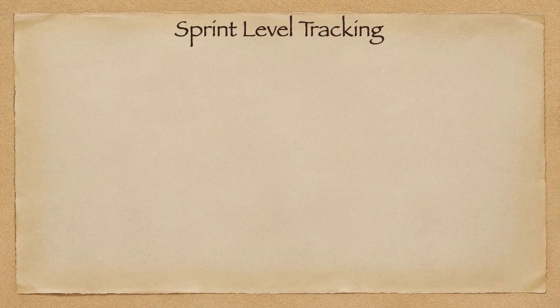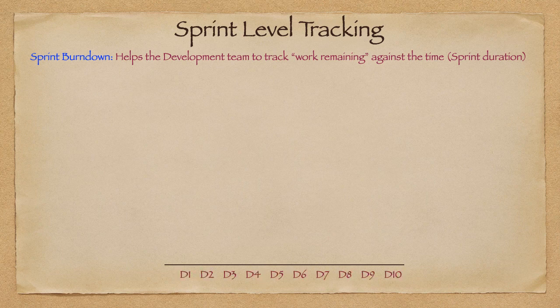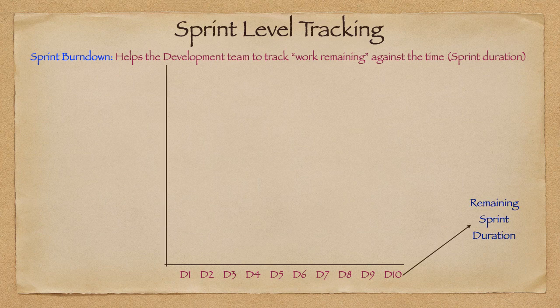So let's look at sprint level tracking. As we discussed, the development team tracks the sprint level progress. So burndown represents the work remaining against the time. Here the time is sprint duration. So the x-axis is the sprint duration. Let's say if your team is working in 2-week sprints, then the x-axis will have day 1 to day 10. And the y-axis contains the work remaining. So typically teams follow something called story point estimation.